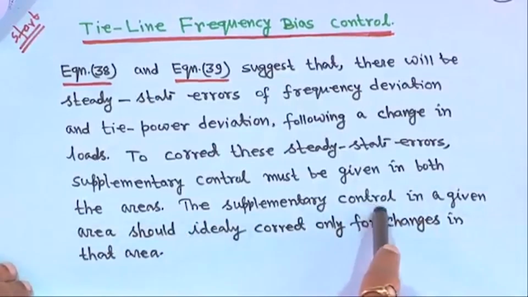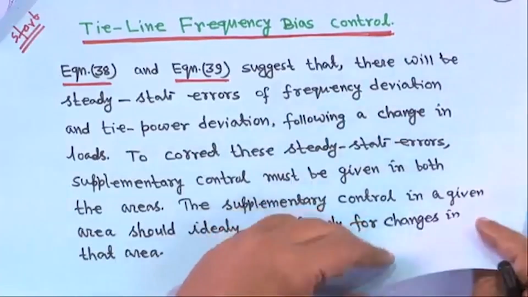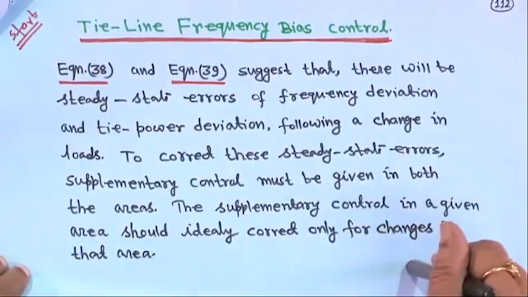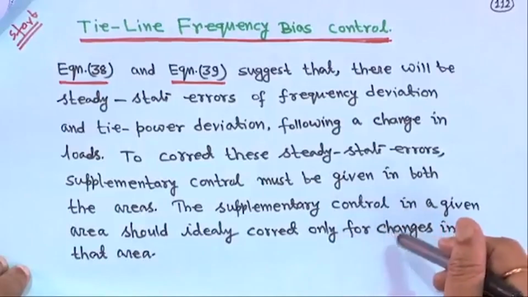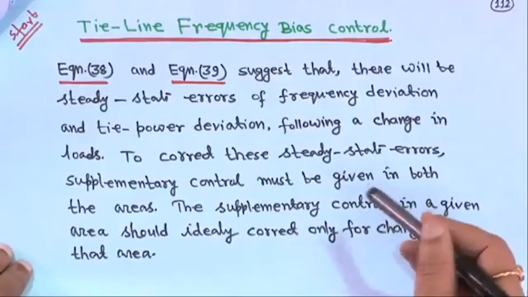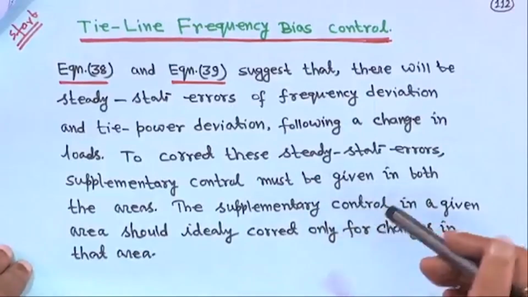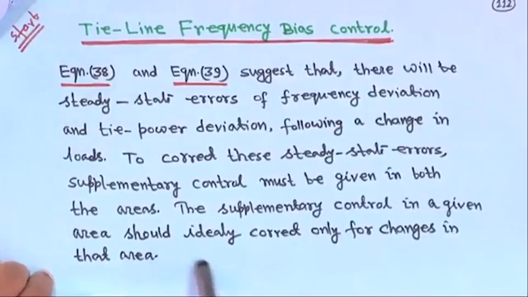The supplementary control in a given area should ideally correct only for changes in that area. That means, suppose you have a two area system, and in area 1 there is a load disturbance. Area 1 should accommodate its own load with its own power generation. Of course, I told you that if it cannot, then it has to borrow or purchase power from the other areas. So, supplementary control in a given area should ideally correct only for changes in that area. That is the concept.